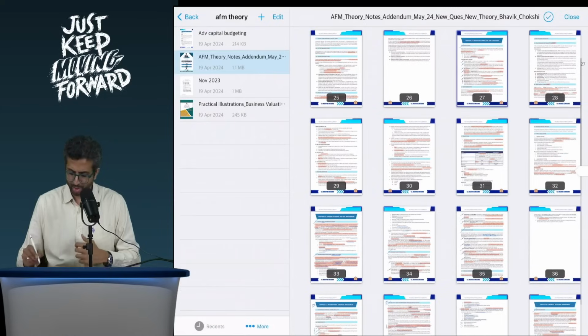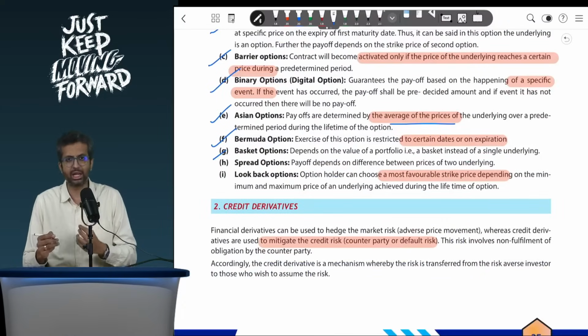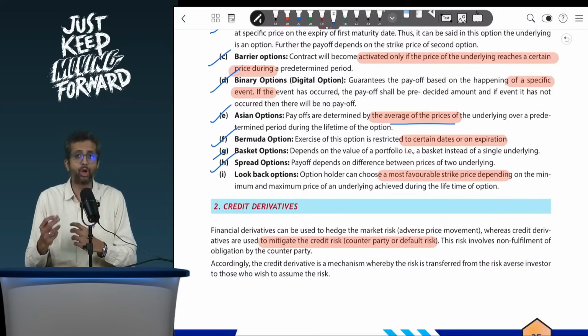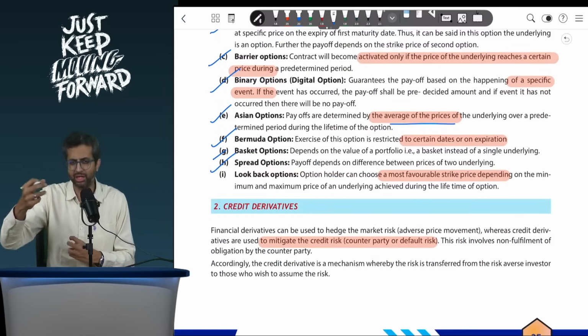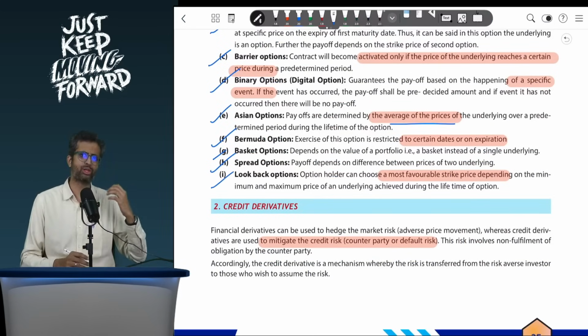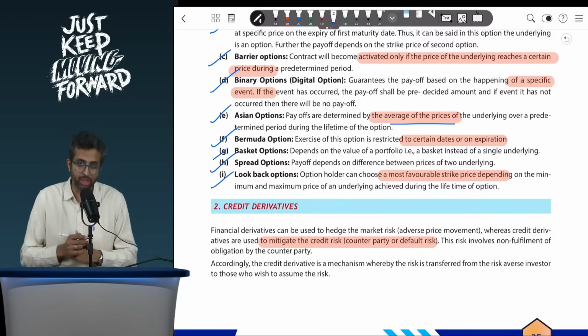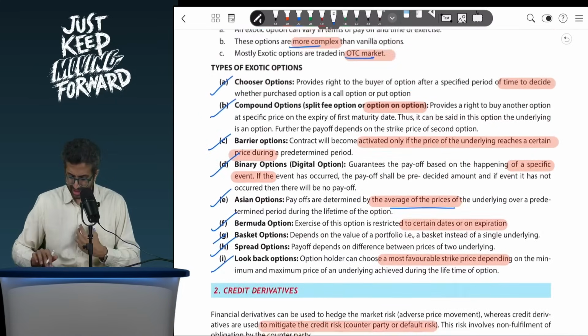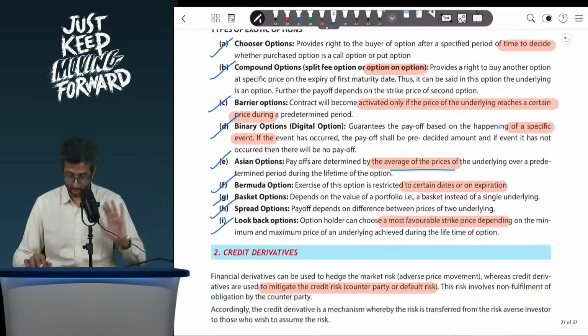Then you have a basket option, where the underlying, instead of being a single item, is a basket of items. Spread option, where the payoff is based on the differences, that is the spread, rather than the price per se. And then there is a lookback option, where you can look back and decide which is the most favorable price that you want to select. So this is called a lookback option. So these are various exotic options, important from an MCQ standpoint.